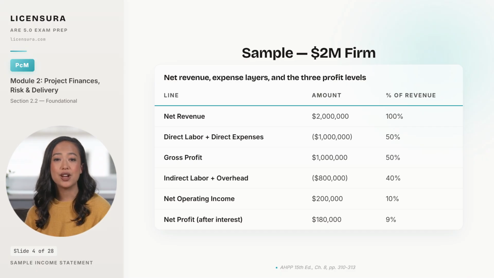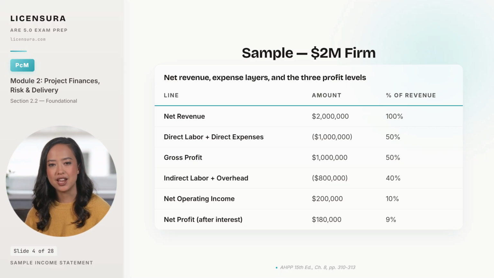The benchmark for a healthy firm is net profit in the high single digits to low double digits. 9% on $2 million is firmly in the healthy range. But the most important number on this whole statement is the direct labor line. Direct labor at 35 to 45% of net revenue is the band of health. Higher than 45%, and either your billing rates are too low or your utilization is poor. Too many hours sitting unsold. Lower than 35%, and you may be understaffed, over-relying on outside consultants, or simply not invoicing all the work you actually performed.